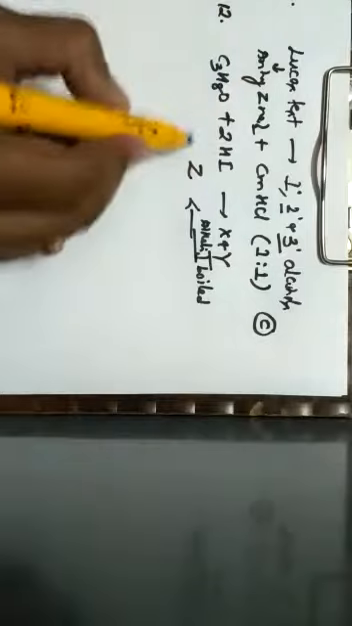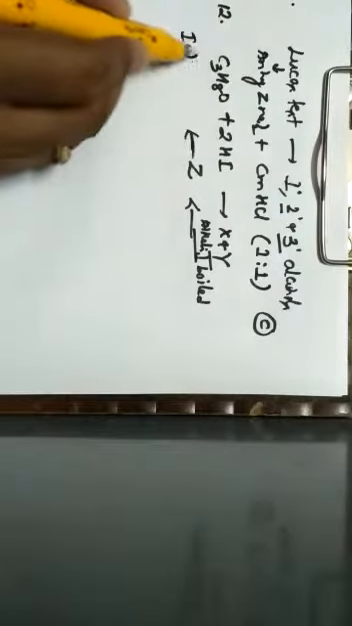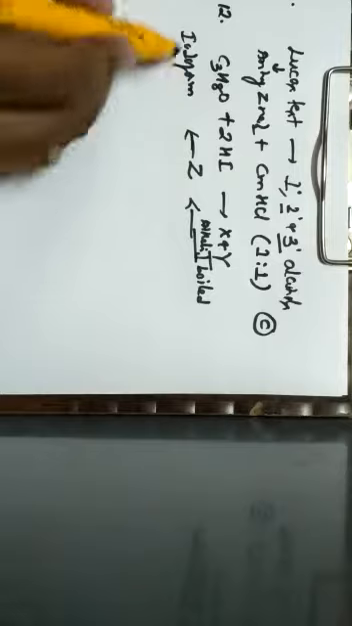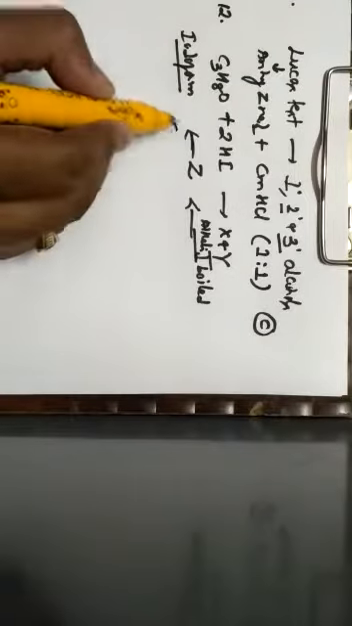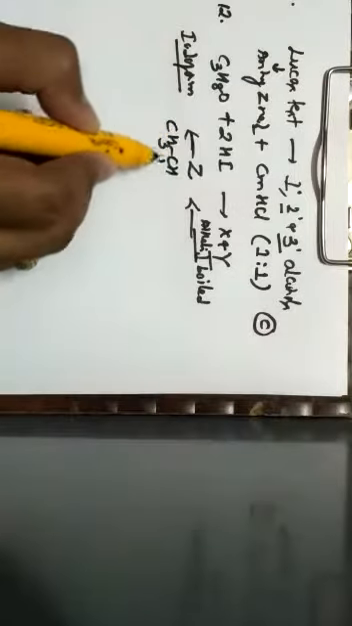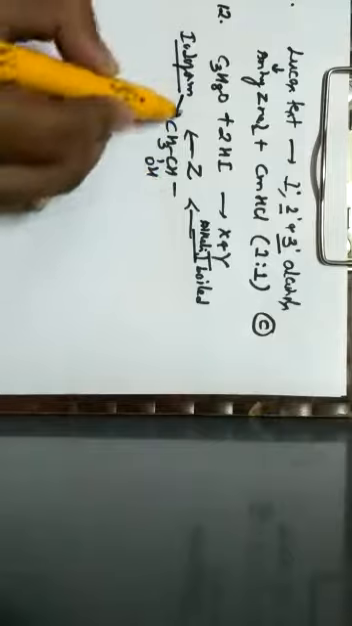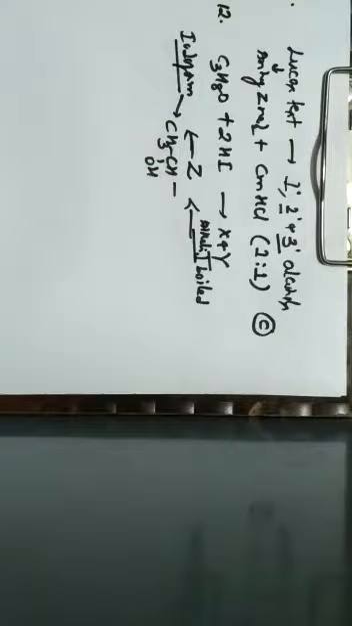Z answers iodoform test. So remember, Z is answering iodoform test. To answer iodoform test, it can be an aldehyde, it can be a ketone, it can be an alcohol with the group CH3CHOH. So they are asking us to identify the compound A.